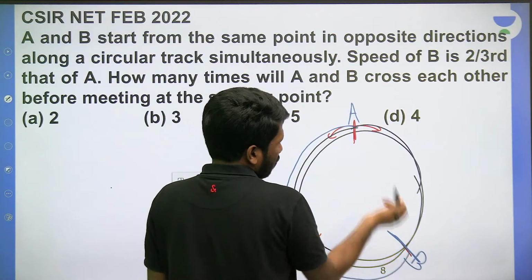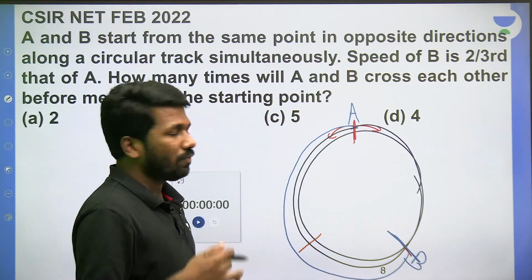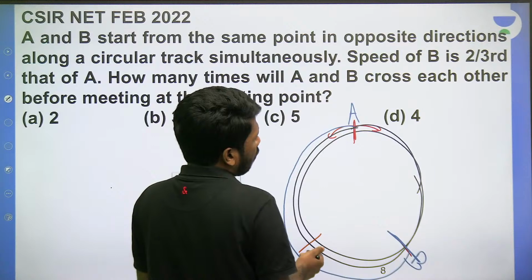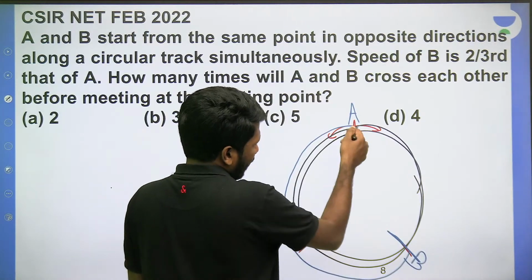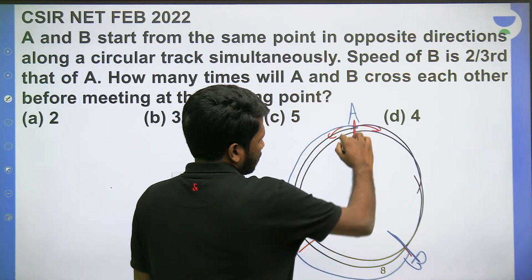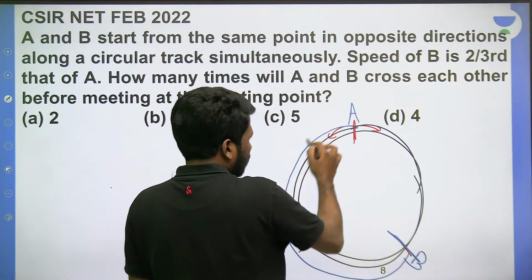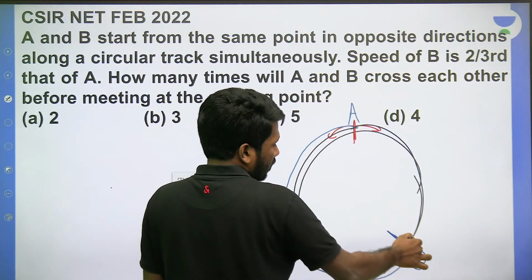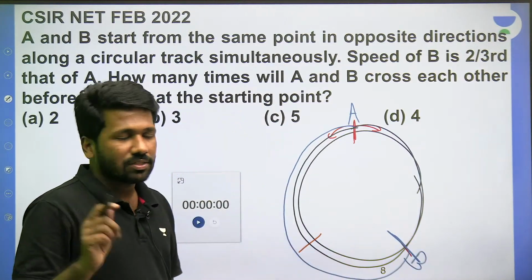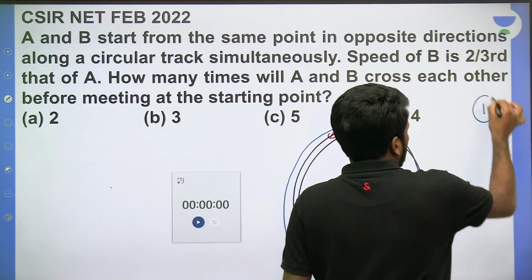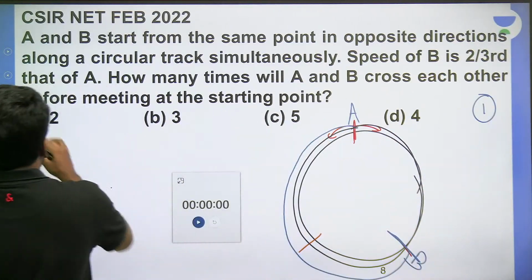Now A is at starting point but B is not at starting point. So we have to wait. But already A and B have met once now. In this A and B have met once already. Because A was traveling from here to here and B was traveling from here to here. So definitely A and B have met once in the first round. Round number 1, A and B already have met.